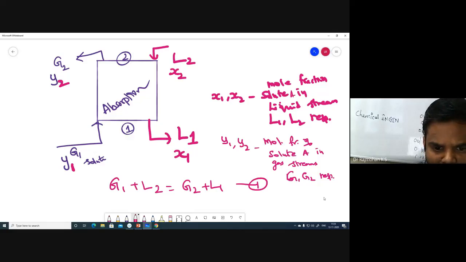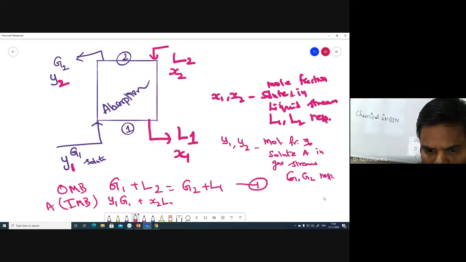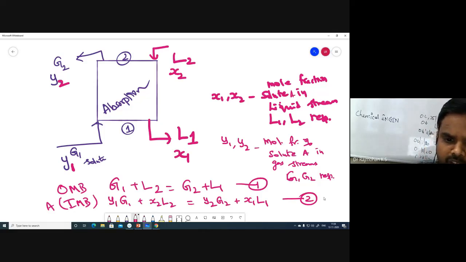This is the overall material balance. The individual material balance for A is Y1 G1 plus X2 L2 is equal to Y2 G2 plus X1 L1. Here 1 represents bottom conditions and 2 represents top conditions. That is the assumption we are making.